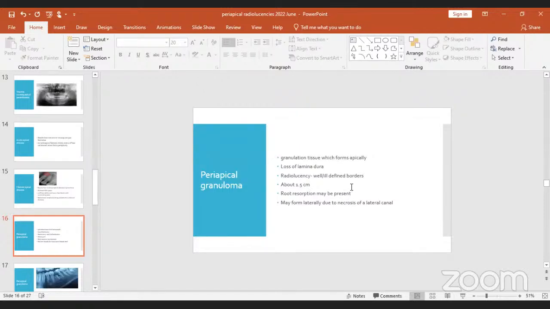Other radiographic features would be loss of the lamina dura, and then you find the radiolucency. Most times it is well defined, but could also have ill-defined borders. It's usually about 1.5 centimeters. And then you may also find root resorption that may be present. And note that the periapical granuloma may also form laterally due to necrosis of a lateral canal.